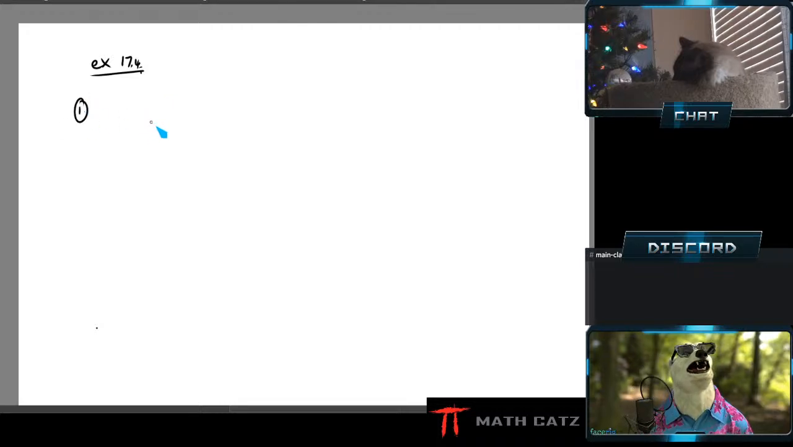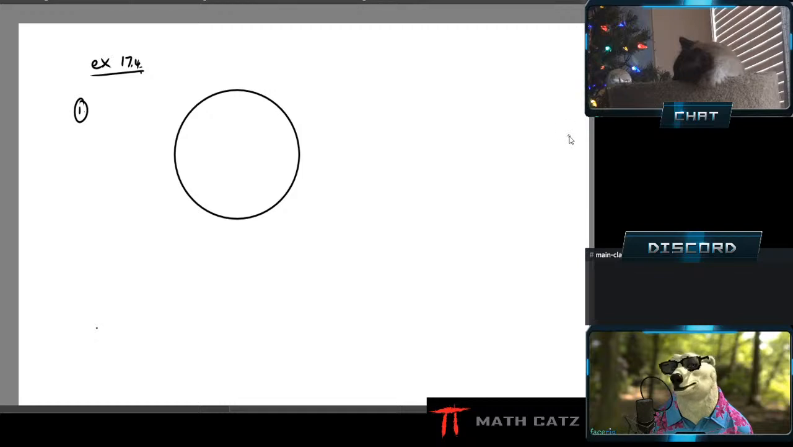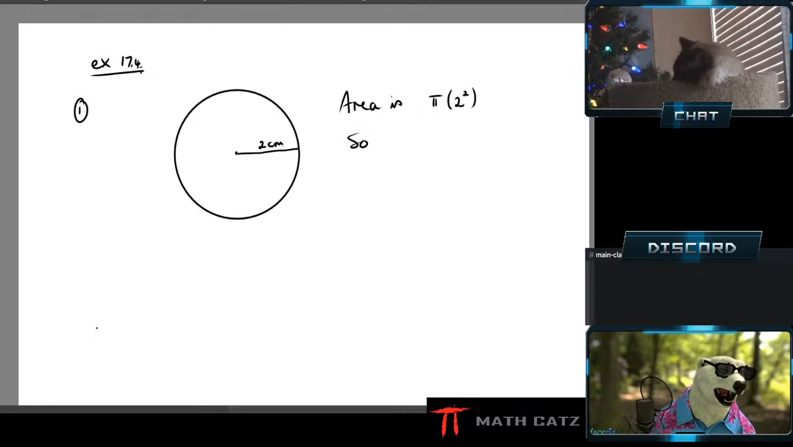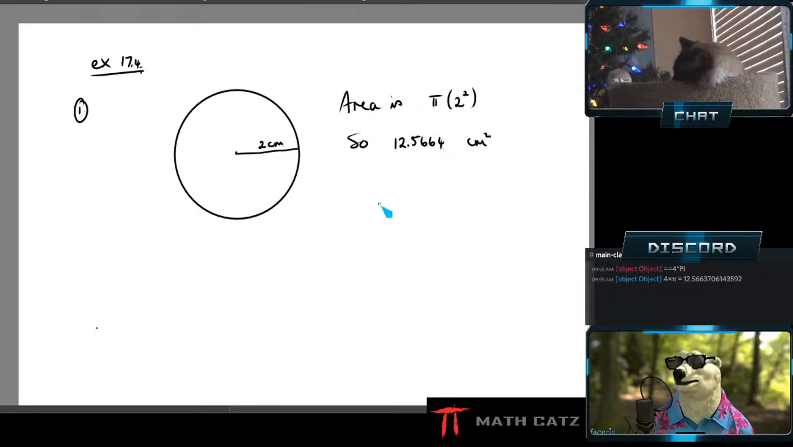So, I have a circle with radius 2. Okay, well, I can draw a circle very easily. Let's try and make it look circular. There we go. I'll indicate the radius here, radius 2 centimeters. So the area is pi times 2 squared. I can't really calculate pi in my head, can I? Let's do it. 4 times pi is, let's round to 4 decimal places again, 12.5664, and it'll be square centimeters. That's simple enough. Not much we can do, right?